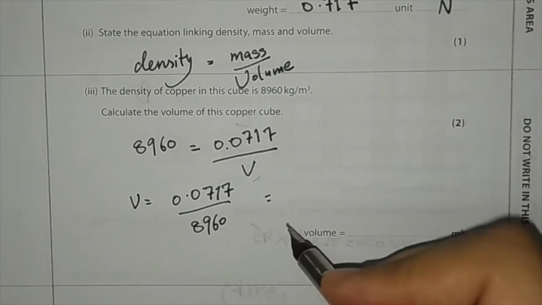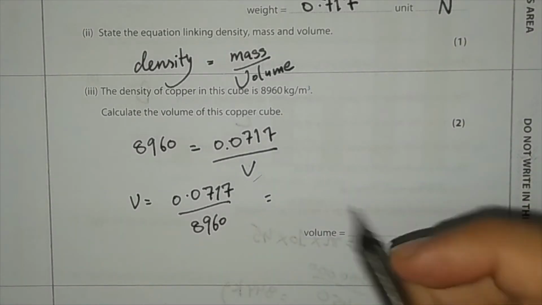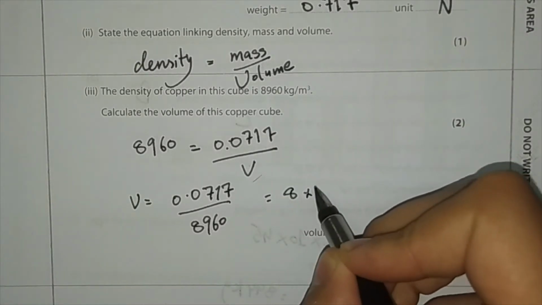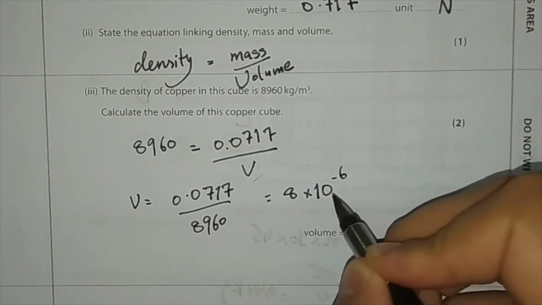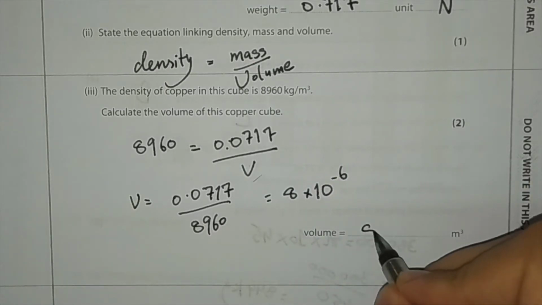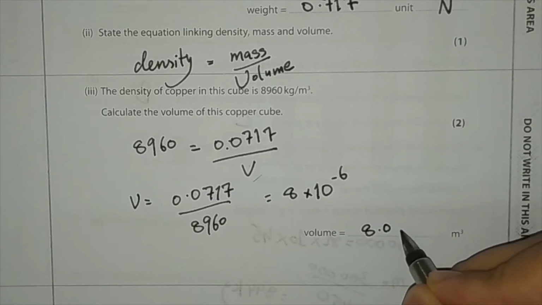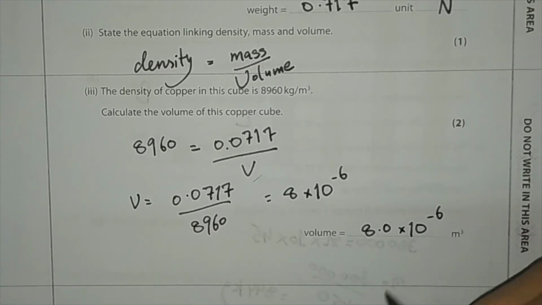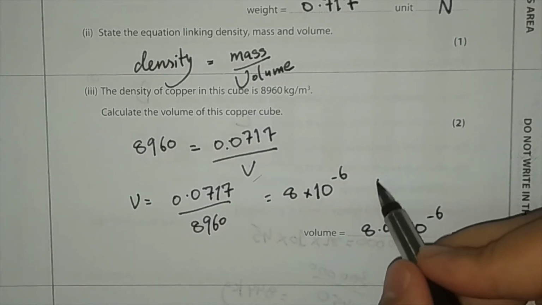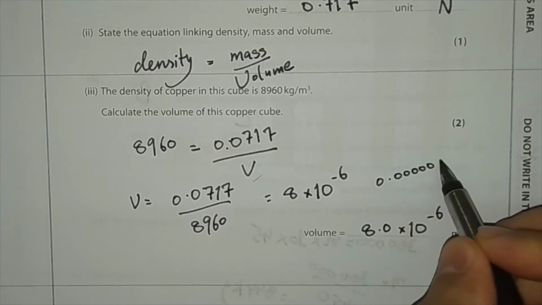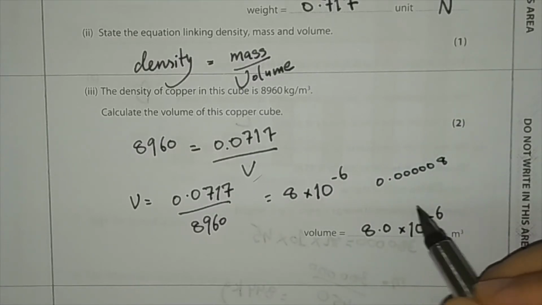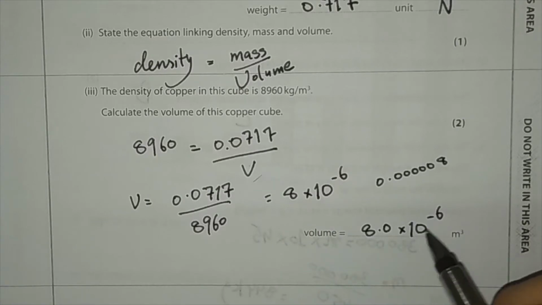0.000008. So it's better to write it in standard form like this: 8.0 multiplied by 10 raised to the power minus 6, or you can also write it as 0.000008, but it's easier to write it in standard form, so I'll prefer you write it like that.